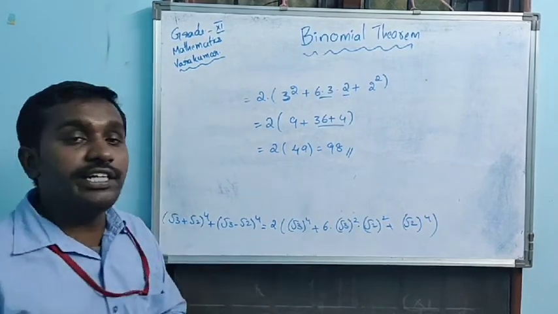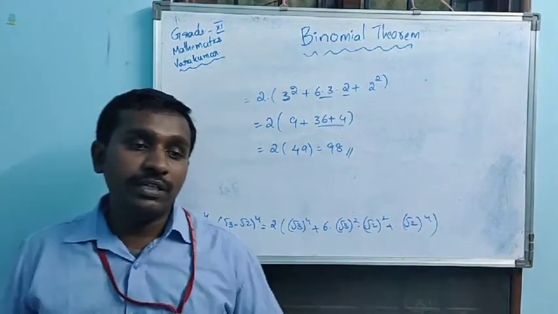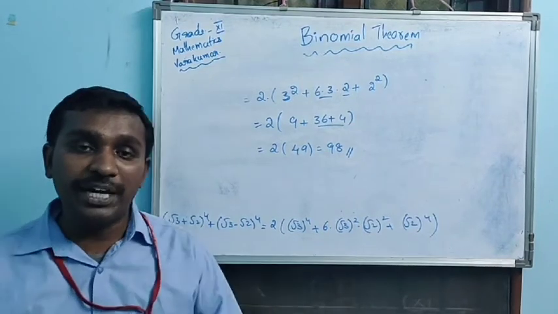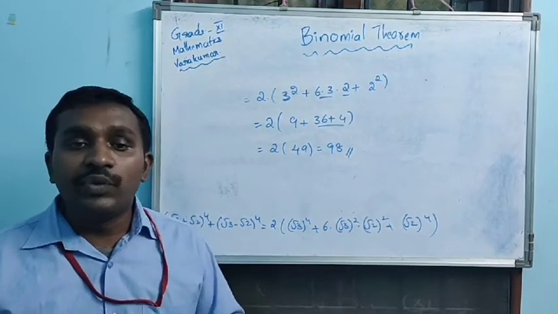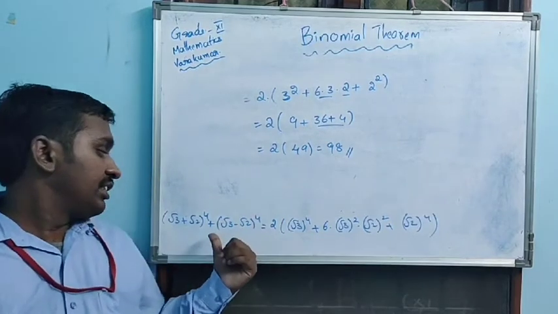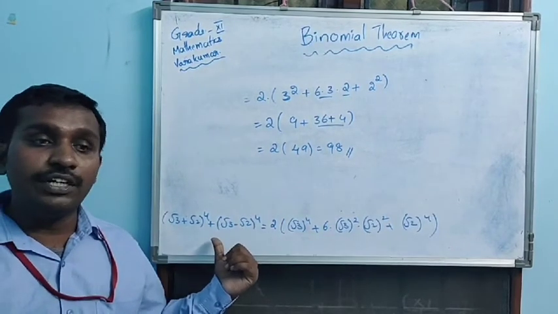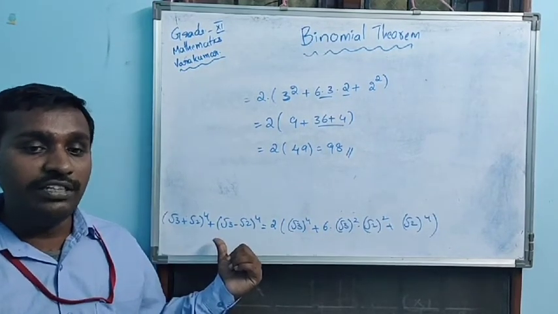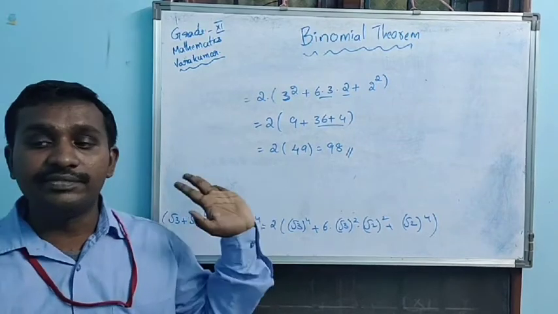So what we have done? Using the expansion of A plus B whole power 4 plus A minus B whole power 4, we tried to explain root 3 plus root 2 whole power 4 plus root 3 minus root 2 whole power 4. That is 98.